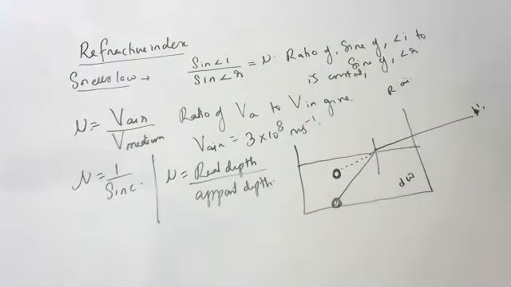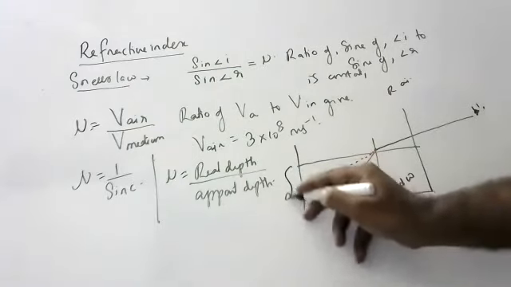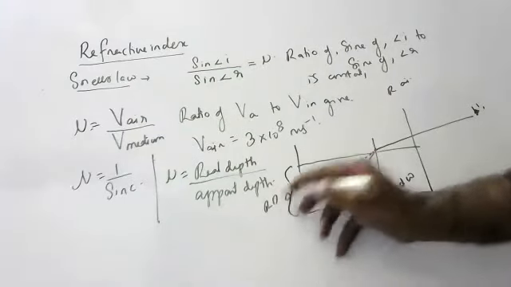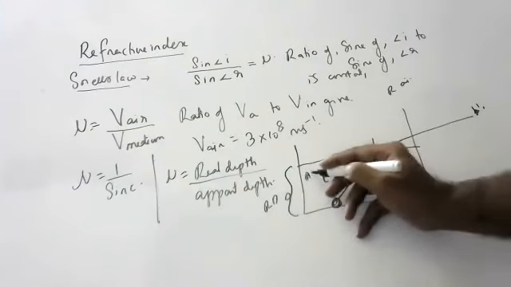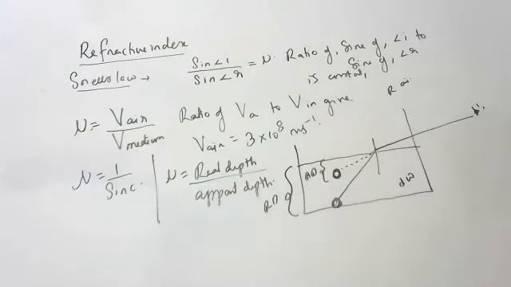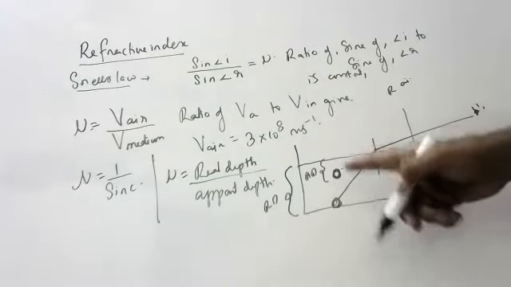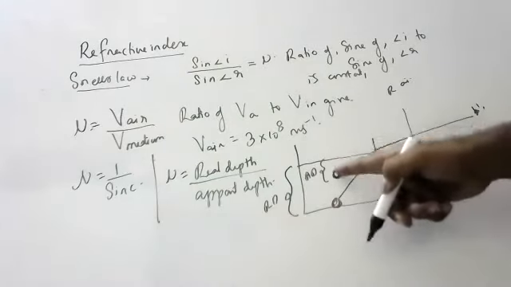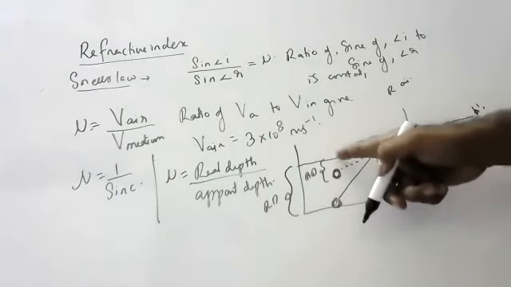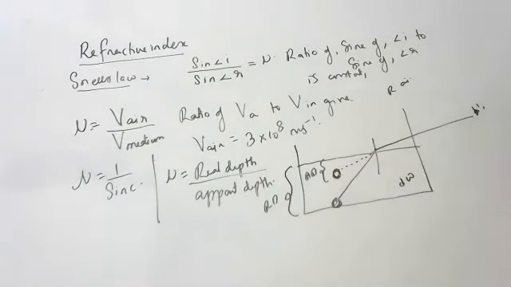Actually, children, this is called real depth, and this is called apparent depth. Apparent means appearing depth, children. So actually this much is the real depth, and this is the apparent depth. We have to take from the top, not from the bottom. Okay, children? Like this, real depth by apparent depth. This is also one formula.